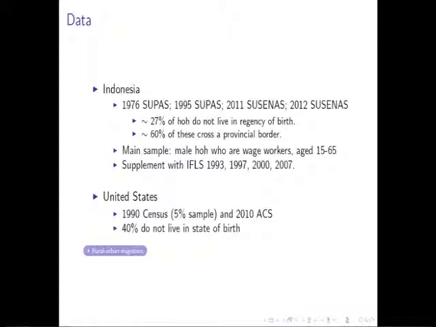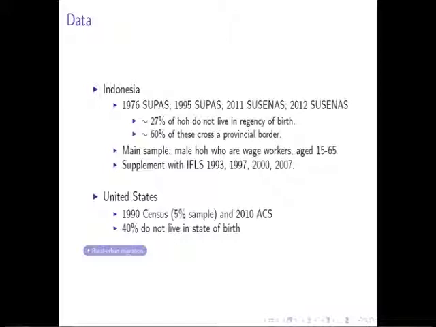So I want to say a couple of things about data. First of all, to do what we're going to do here, we're talking about a cost of migration in terms of movement away from where you were born. That's what we think is the relevant cost of moving across space. Therefore, in order to make our model work, I need to know where you were born, where you are currently living, and your current wage. And that turns out to be reasonably rare data, and we have it in Indonesia for 1976, 1995, 2011, and 2012.